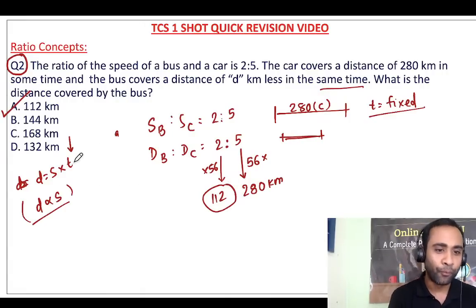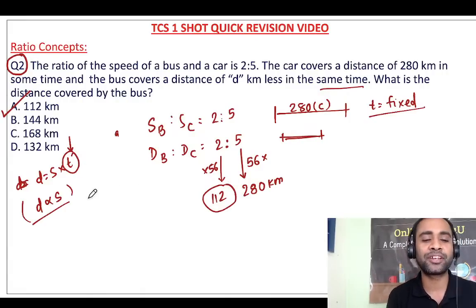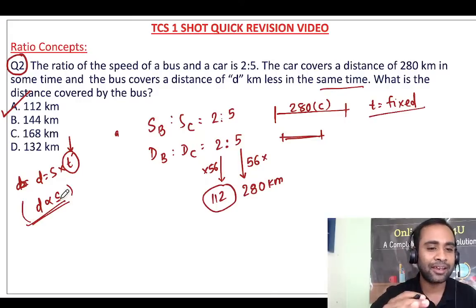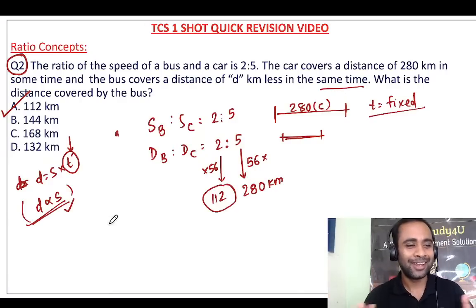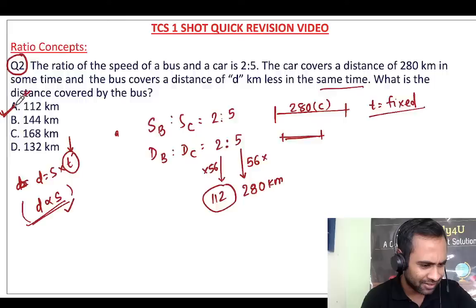Because, sir, we know time is fixed, and when the time is fixed, then distance is directly proportional to speed. That means more speed will cover more distance, sir. If less speed, then we will cover less distance, sir. That's all, sir. Done. 112 kilometer is the correct answer.